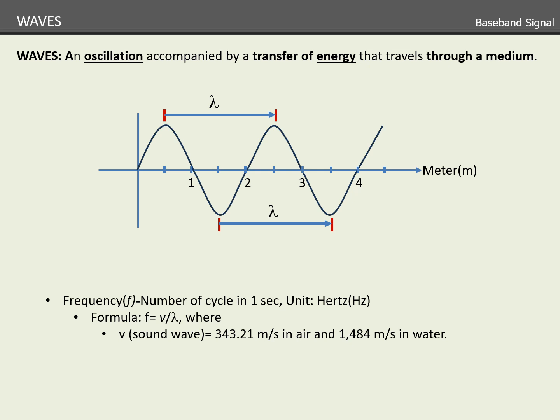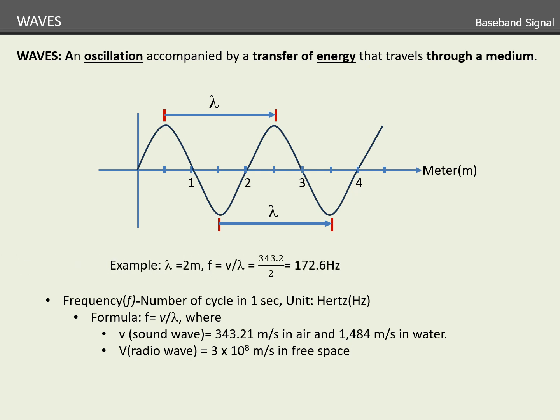For a sound wave, the velocity is 343.21 meters per second in air and 1484 meters per second in water. For a radio wave, the velocity is 3 multiplied by 10 to the power of 8. In this example, we assume it is a sound wave traveling in air. Therefore, the frequency is equal to 172.6 Hz.